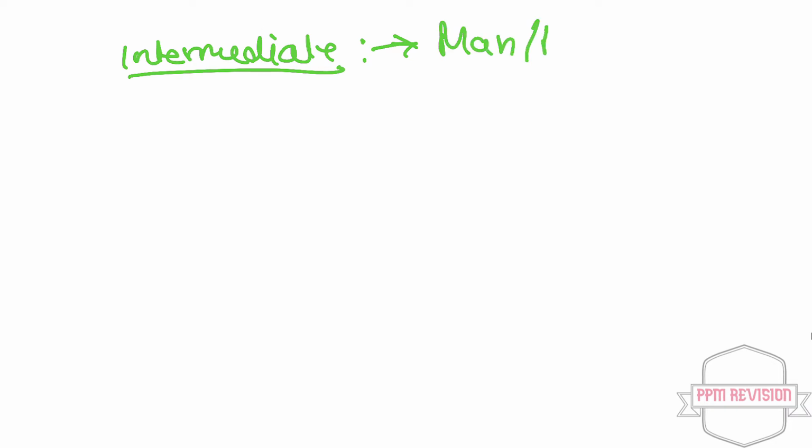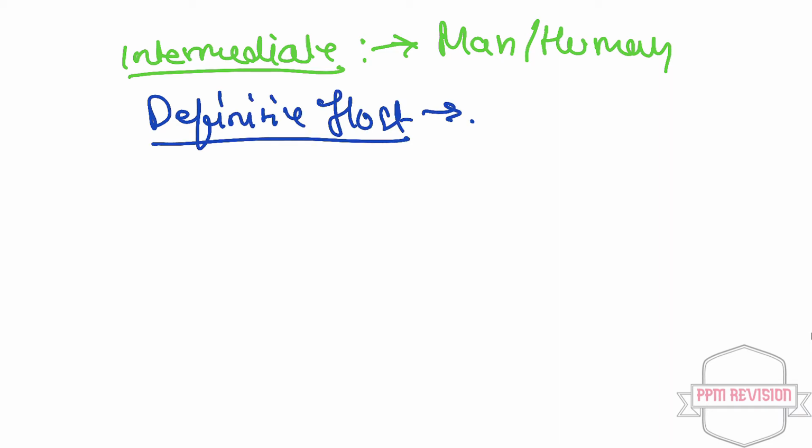Now, another important point to note is the hosts. In this case, the intermediate host in the life cycle is the man, the human. Next, another important point would be to know who is the definitive host. In this case, the definitive host is nothing but the mosquito.